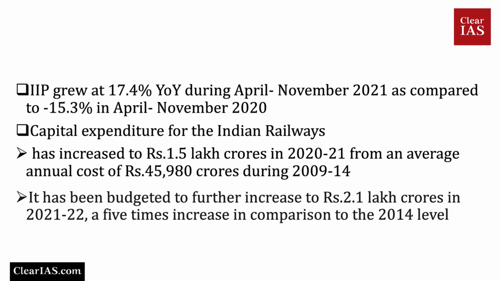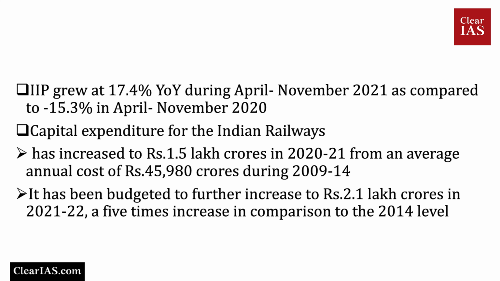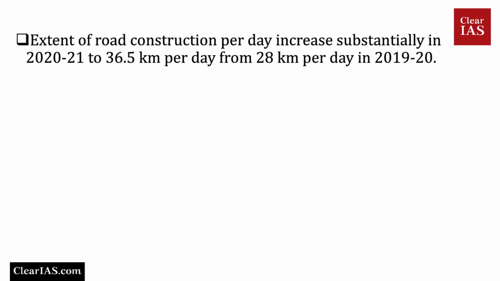It has been budgeted to further increase to Rs 2.1 lakh crores in 2021-22, a 5 times increase in comparison to the 2014 level. Extent of road construction per day increased substantially in 2020-21 to 36.5 km per day from 28 km per day in 2019-20, which shows a rise of 30.4%.